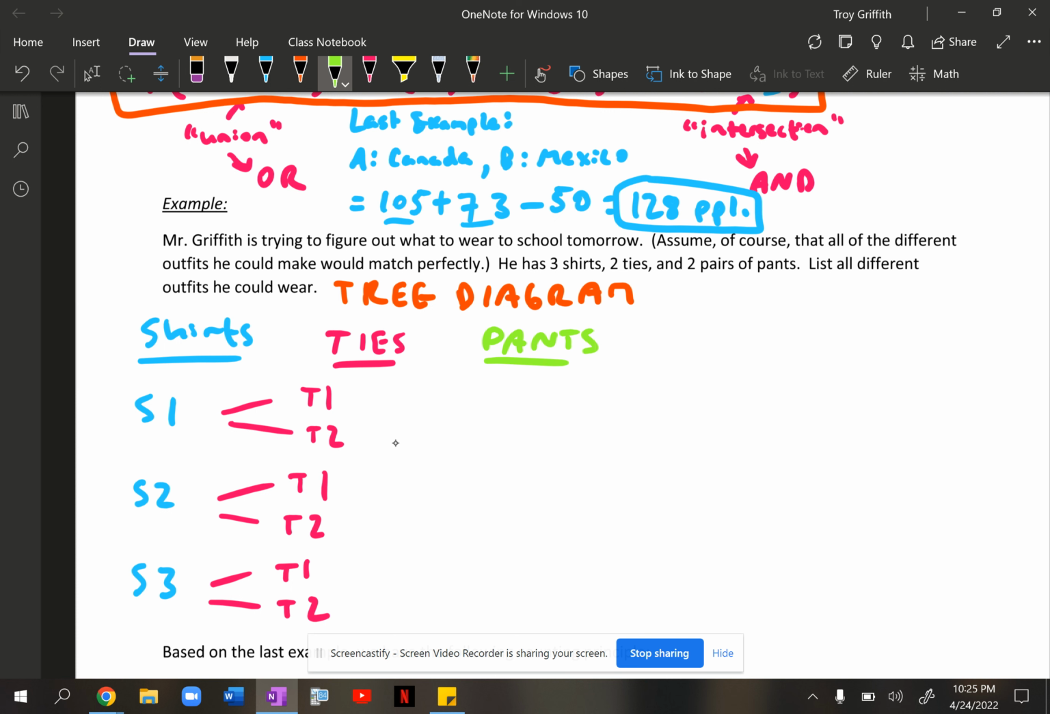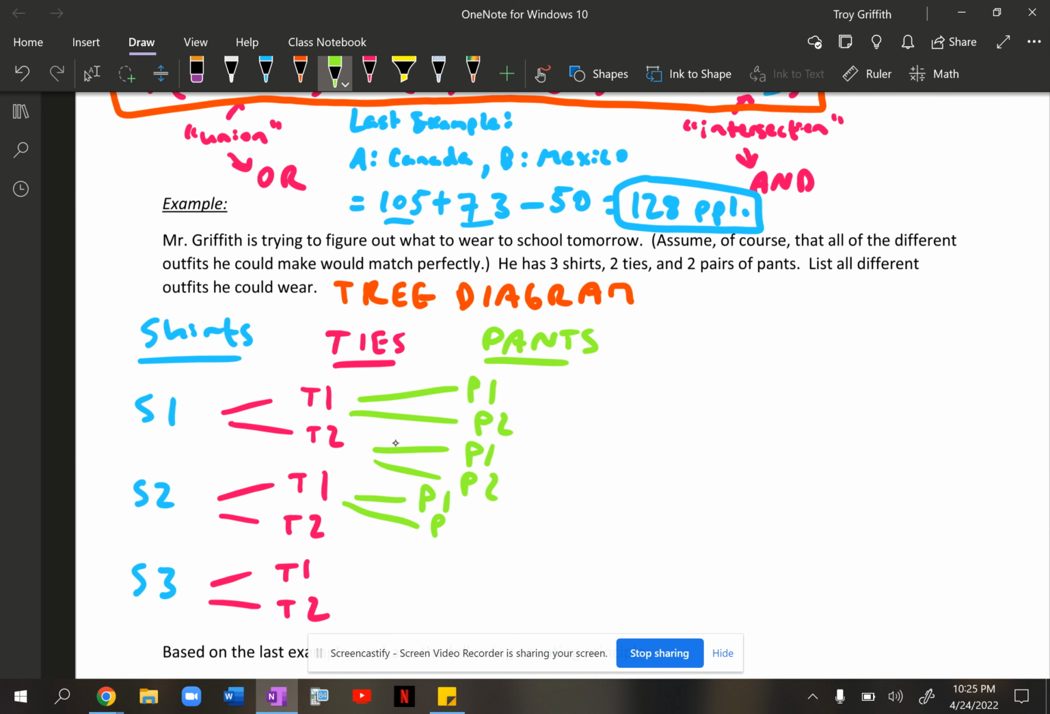So that means branching off of each shirt-tie combo, I also have 2 pants options. Okay, I've got pant 1 or pant 2. So I could go shirt 1, tie 1, pant 1. I could go shirt 1, tie 2, pant 1. I could go shirt 1, tie 2, pant 2. You can kind of see a pattern here.